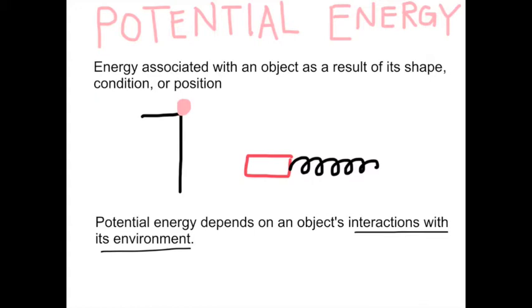So here we have two examples. We have a ball that's falling off a cliff, and we have a block that's being stretched on the end of a spring. Neither of these objects moves as a result of their own characteristics. However, the height of the cliff causes the ball to fall to the ground, and the stretch in the spring causes the block to move. Let's take a look at how these two situations work.